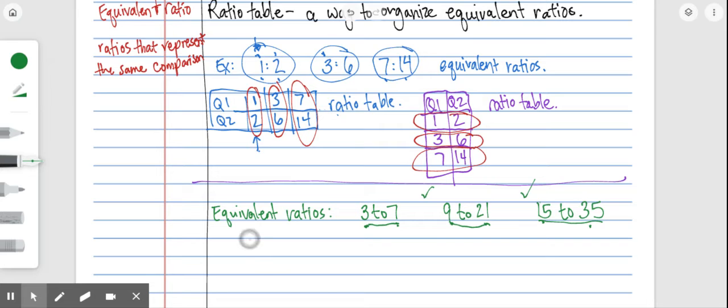So let's set up the ratio table. I'm going to start with quantity 1 on top and quantity 2 on the bottom. Okay. And I need 3 columns. 1, 2, 3. Perfect.